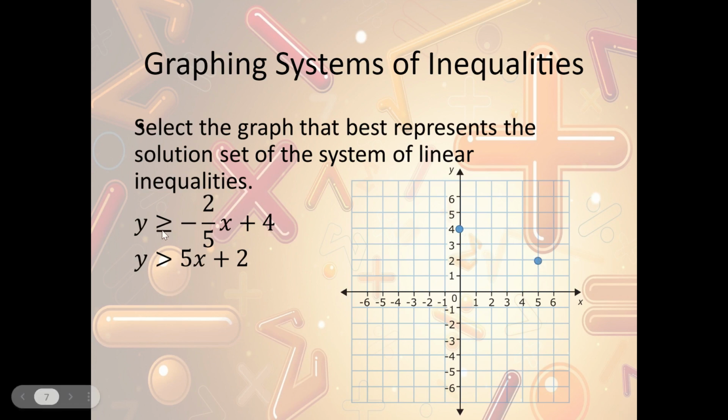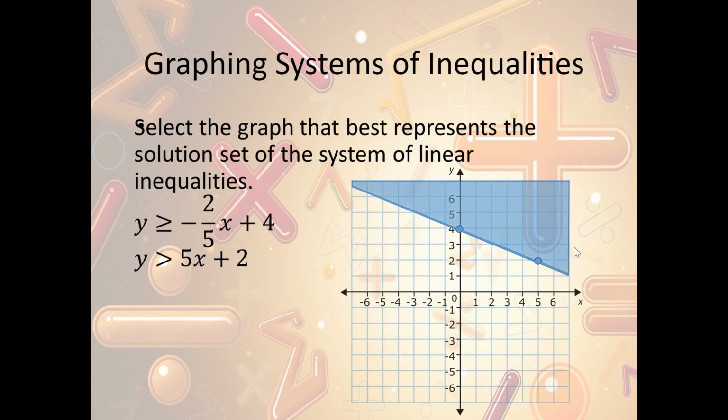And they added something extra, so we will too, so we should have a closed line. And it's greater than, so we should shade above. So there's our first one. Then we'll do our second one.